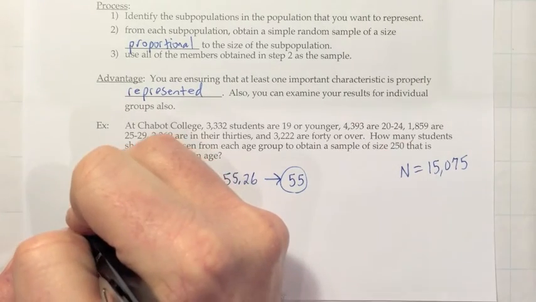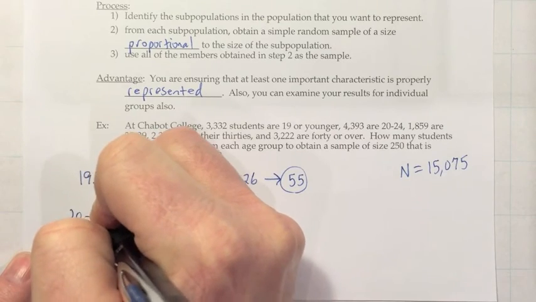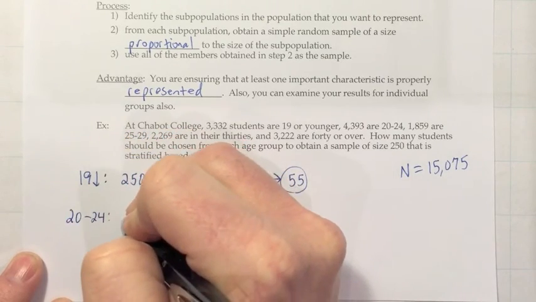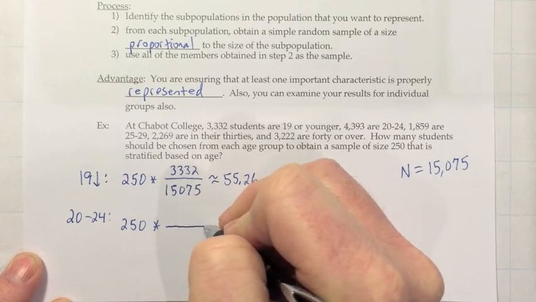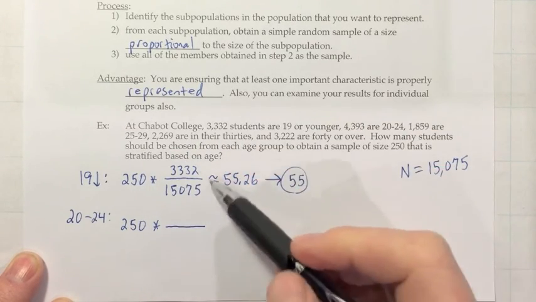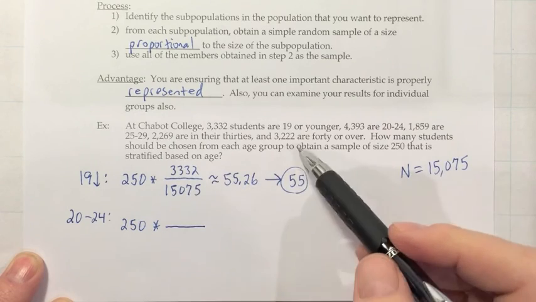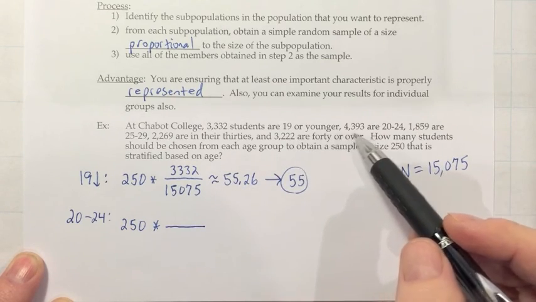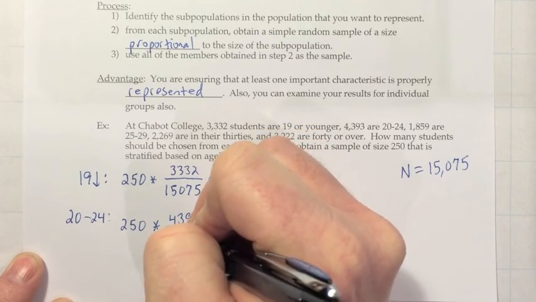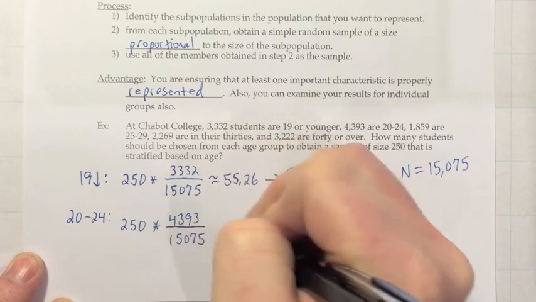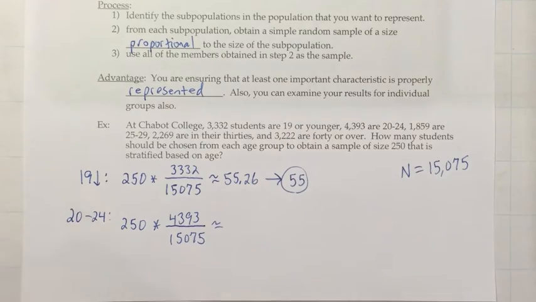So in the early 20s, 20 through 24, we still want to do 250, and we still want to multiply by the decimal form of that fraction. So let's see what that would be. Take 4393 for our numerator. The 15075 will stay, and do that calculation. We'll find out how many students we need in the early 20s.